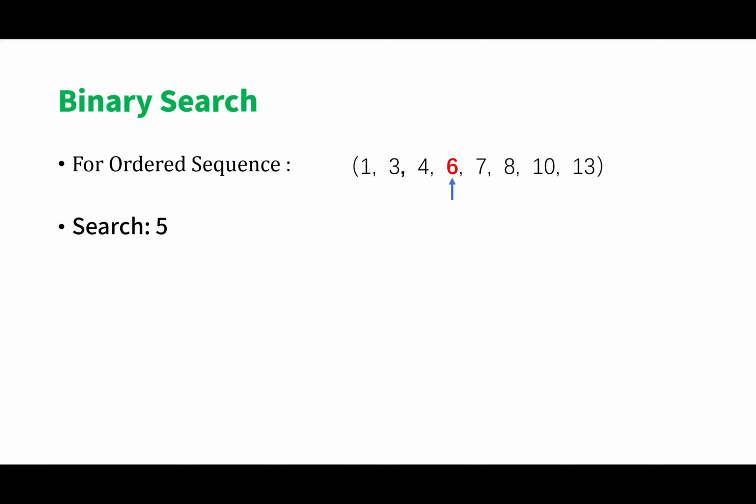If we search the number 5, 5 is also smaller than the middle element, so we will search in the left half of the orange sequence. When we search in this sequence, we still compare with the middle element. 5 is larger than middle element, so we will search in the right half sequence. This sequence has just one element, and 5 is not equal to this, so the search is failed.